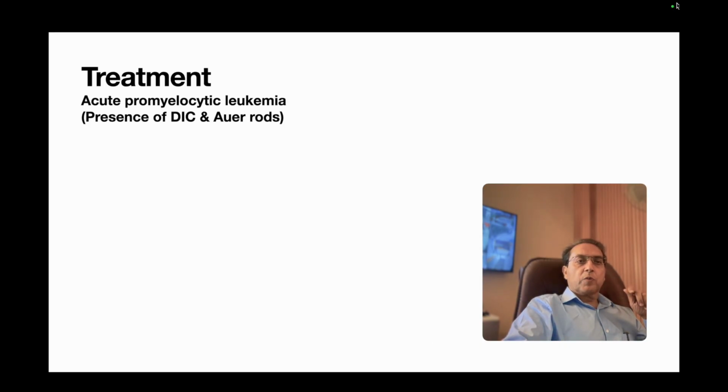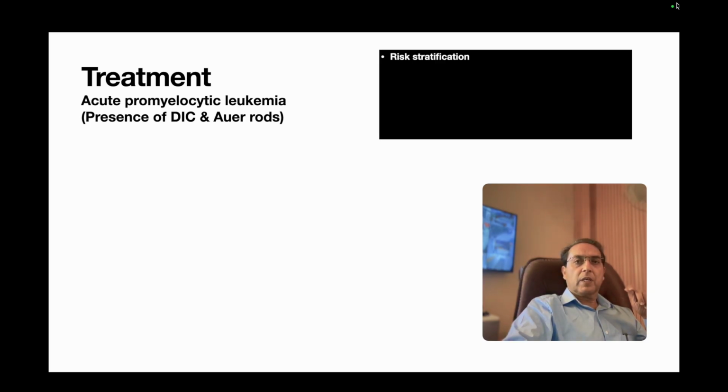Then treatment of acute promyelocytic leukemia, which is a slightly different variety of acute myeloid leukemia. Presence of DIC and or Auer rods is a feature of acute promyelocytic leukemia. The promyelocytic leukemias can be classified according to their risk. So risk stratification depends upon the white cell count and platelets. They can be divided into standard risk patients and high risk patients. Standard risk patients are divided further into low risk patients and intermediate risk patients.